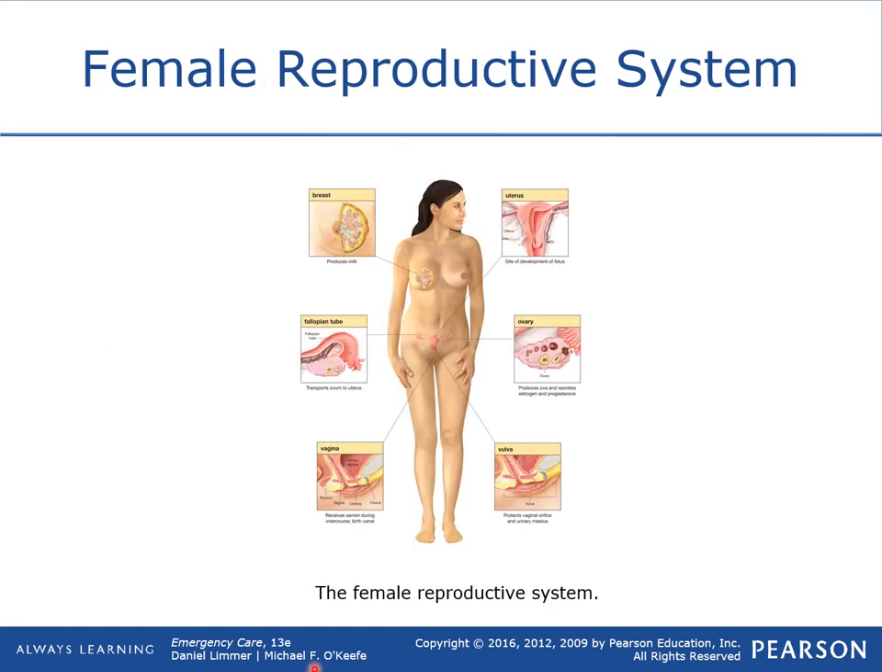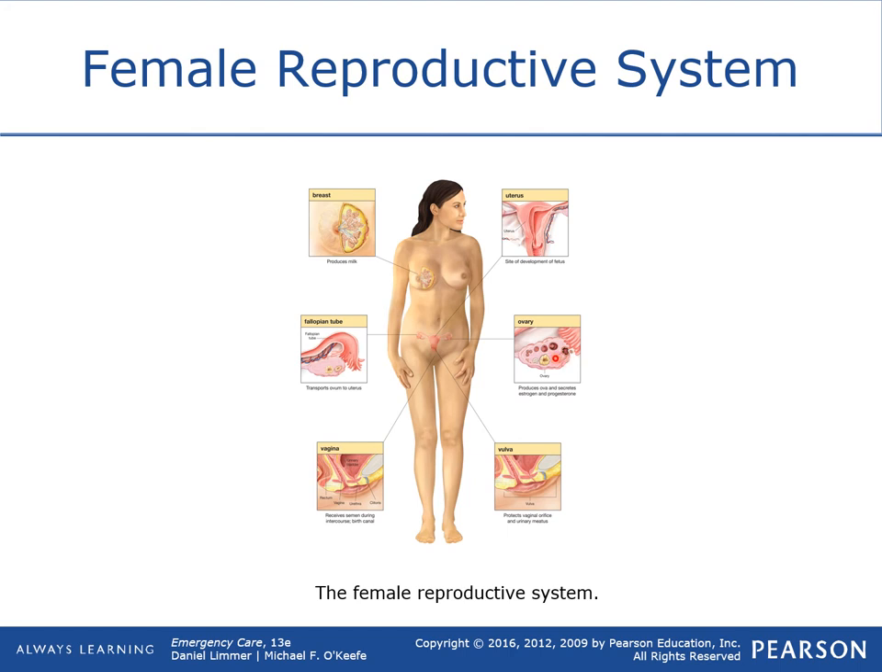So over here, we'll start up at the breast. The breast, its main function is to produce milk for newborns. And then moving over here, you have your ovary. You have two of them, right here and right here. And the ovary's main job is to produce an egg, which we'll discuss in a second.